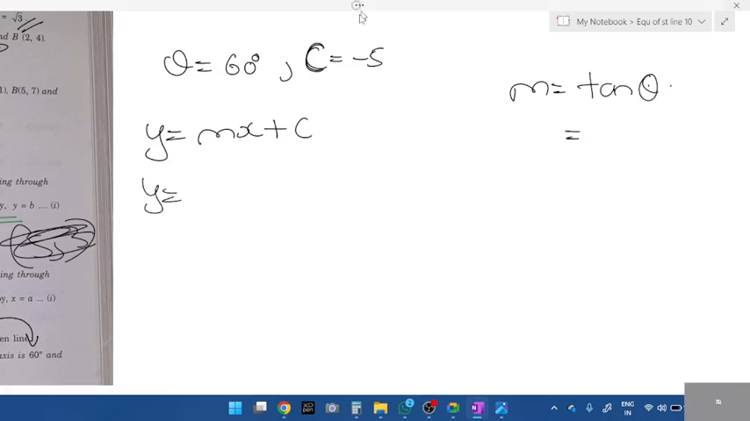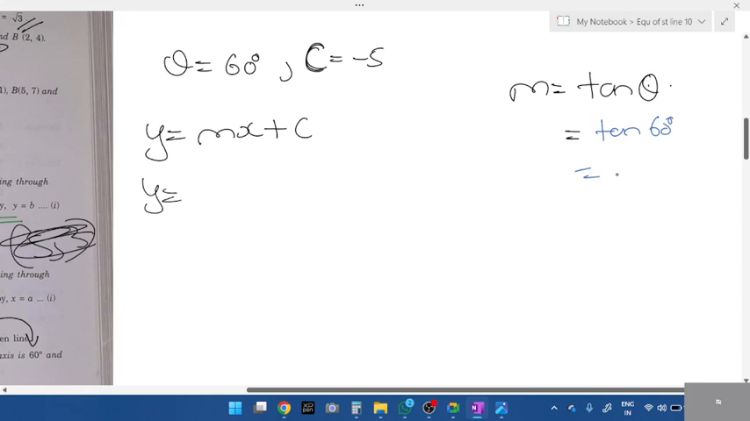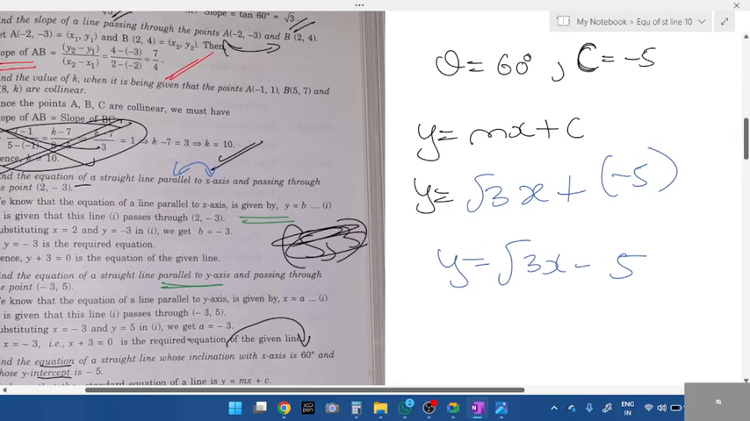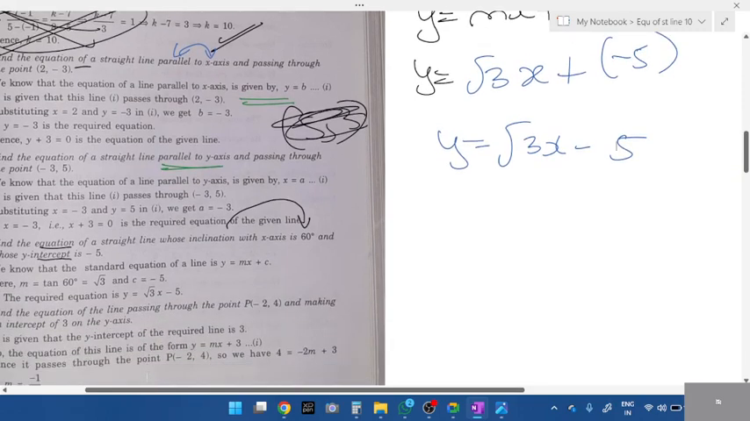See, I've taught all the concept. Now you all have to respond. How do you find M value? Tan theta. What is theta? 60 degrees. How much is tan 60? Root 3. Root 3x plus what is C value? Minus 5. Y is equal to root 3x minus 5. Is the answer correct?